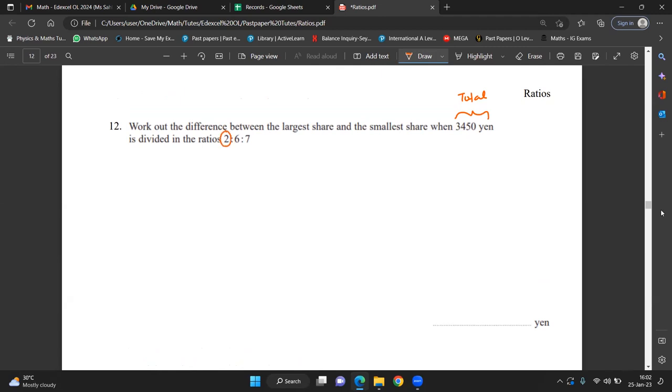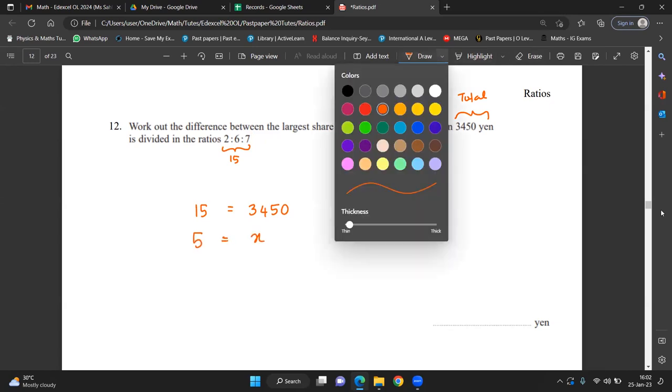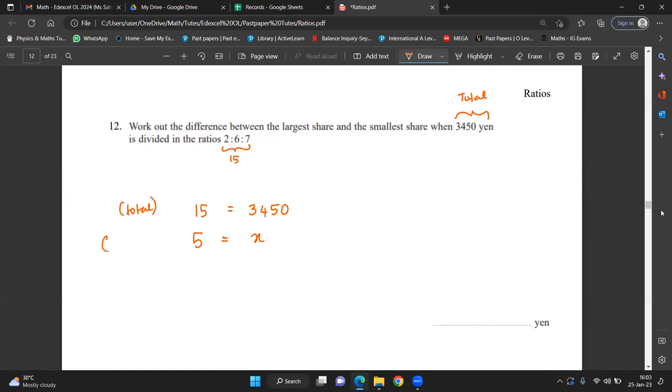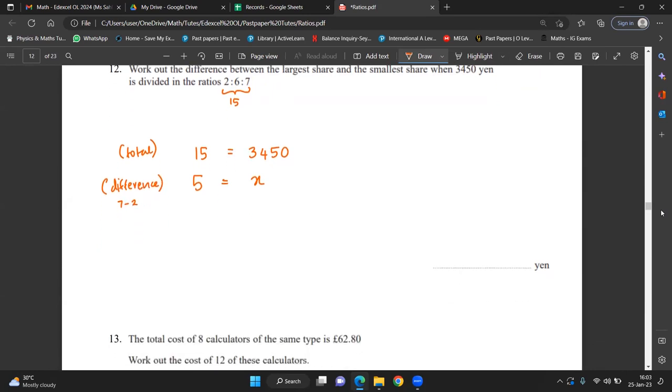2 and 7. What is the difference between 2 and 7? Five is your difference, right? 3,450 is the total amount of money you have. What is the total of your ratio? Your total ratio is 15. So we know if 15 can be equal to 3,450, 5 is your difference. 5 will be equal to x. So for your reference, this is your total. This is your difference. Okay, do the cross multiplication and get me the final answer. Done.